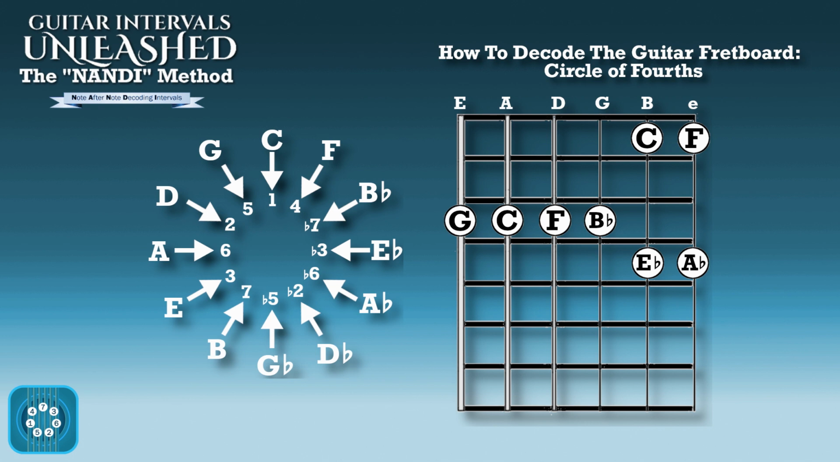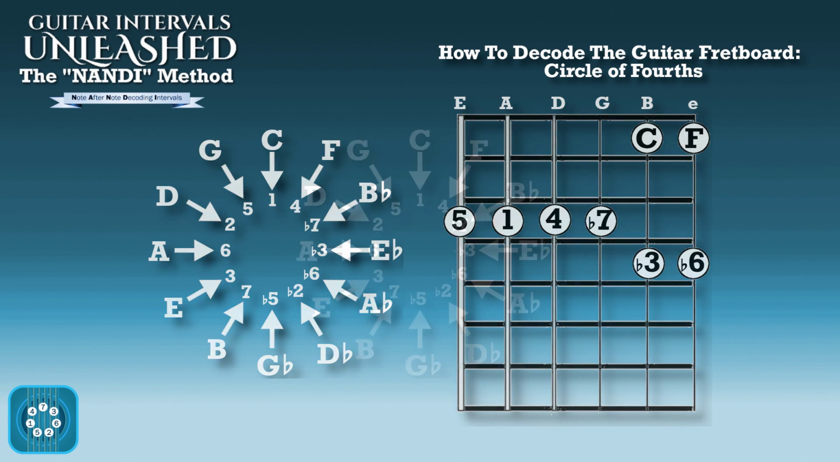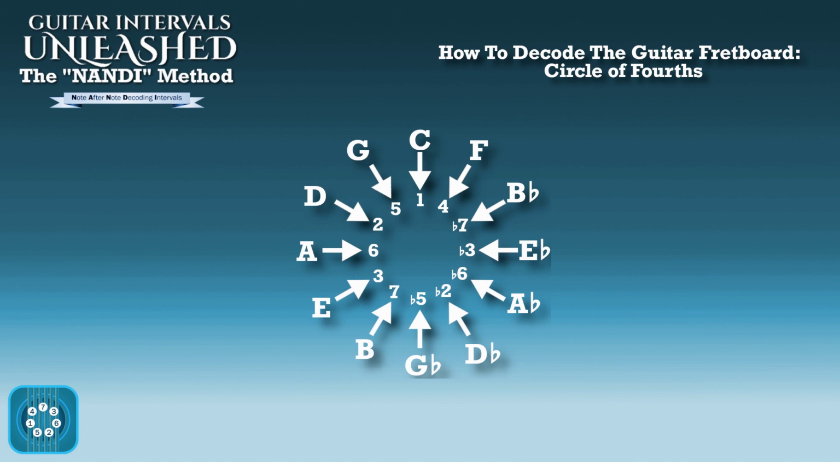And because we're in the key of C, our G is our 5, as you can see on the inner circle there. And you can see all the intervals right here. 5, 1, 4, flat 7, flat 3, flat 6. So the fact that the guitar is primarily tuned in fourths is why the NANDI method uses the circle of fourths. And if you check out other lessons we've done, you'll see that using this method allows you to instantly find pretty much any note on your fretboard.